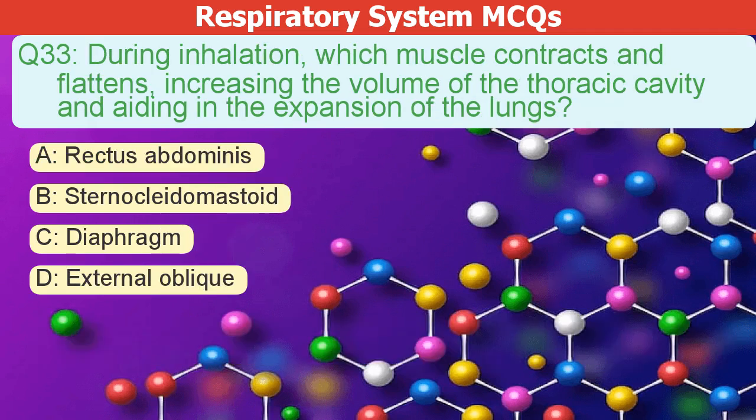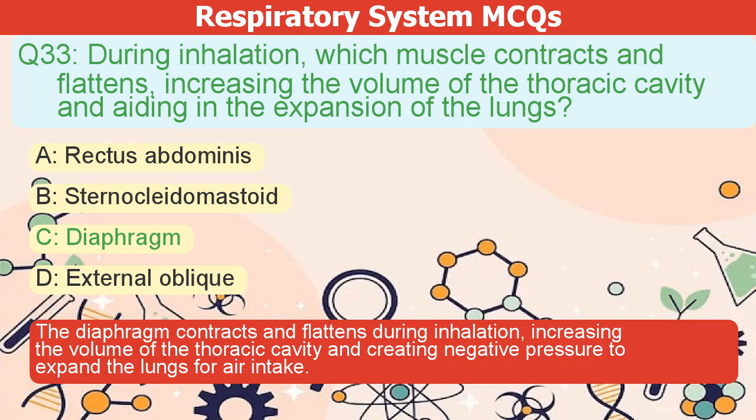blood. During inhalation, which muscle contracts and flattens, increasing the volume of the thoracic cavity and aiding in the expansion of the lungs? A. Rectus abdominis. B. Sternocleidomastoid. C. Diaphragm. D. External oblique. The correct answer is C. The diaphragm contracts and flattens during inhalation, increasing the volume of the thoracic cavity, creating negative pressure to expand the lungs for air intake.